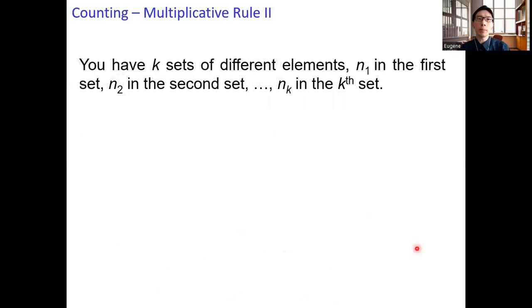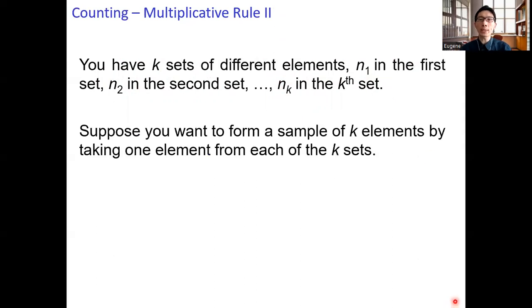Let's move on to the multiplicative rule, the second version. Suppose you have k sets of different elements. In the first set, there are altogether n1 elements. And then there are n2 elements in the second set. And then in the last set, there are altogether nk elements in the kth set.